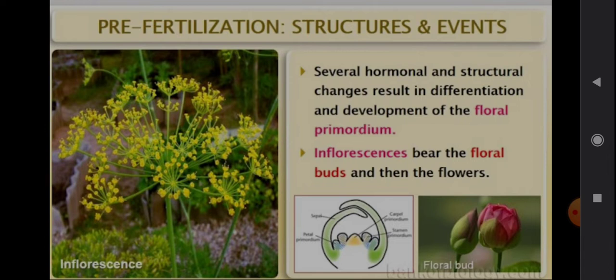Several hormonal and structural changes result in differentiation and development of floral primordium. Inflorescence bears the floral buds and then the flowers. In your first year class, you might have studied what is inflorescence. You have studied, right? An inflorescence is like a group, where flowers are together. That inflorescence bears the floral buds. First come the buds, then the flowers.